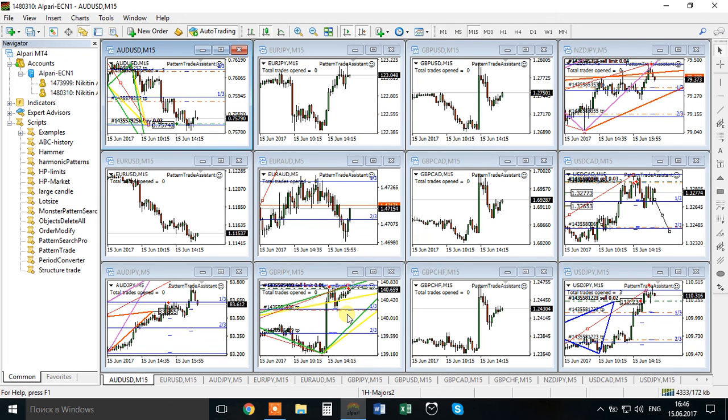So very nice addition to the pattern search software. It works in combination. It makes sense when it is used in combination with pattern search software.